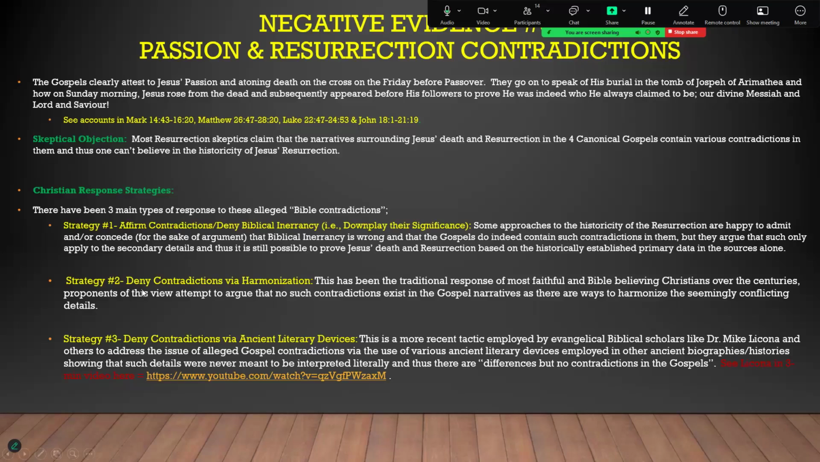There is a second approach, where you can admit there are differences, but that doesn't mean the same thing as having contradictions, because there can be ways to harmonize these differences.